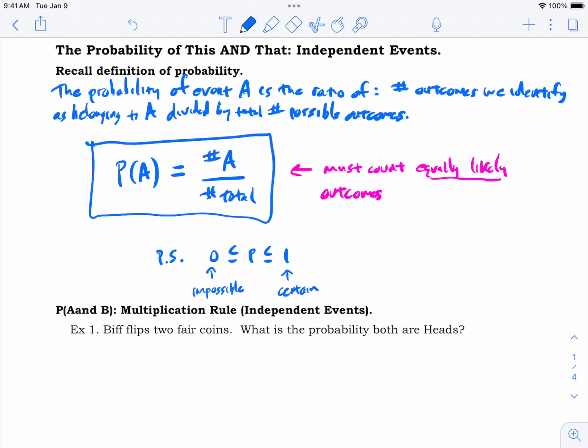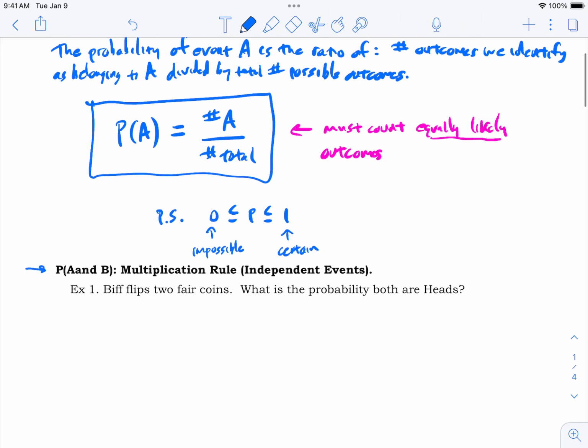We want to determine the probability of two things happening in a row, this and then that. So example, Biff flips 2 fair coins. By the way, this word fair is kind of like code for equally likely outcomes. In other words, getting heads or getting tails is going to be equally likely, which is good. That's what we want anyway. So he flips two fair coins, not one, two fair coins. And we want to know what's the chance he gets both heads. Well, think about what's going to happen here, right?